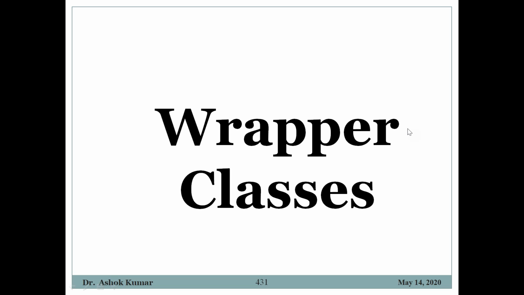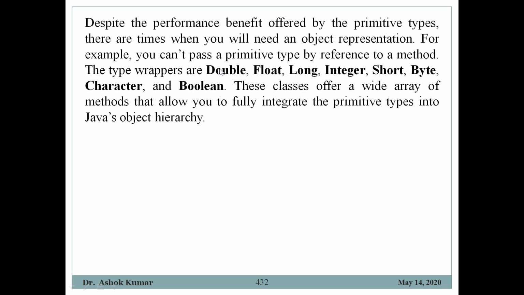For instance, corresponding to int, the class is Integer in full, with I capital. So over here, I have shown you the names of the wrapper classes in bold. So Double is the wrapper class. Similarly, Float, Long, Integer, Short, Byte, Character, and Boolean are the other wrapper classes.